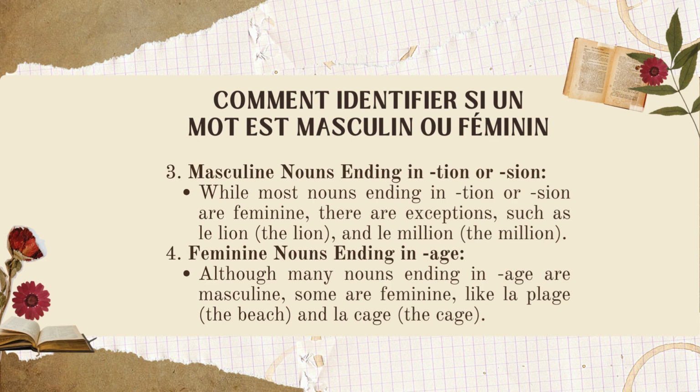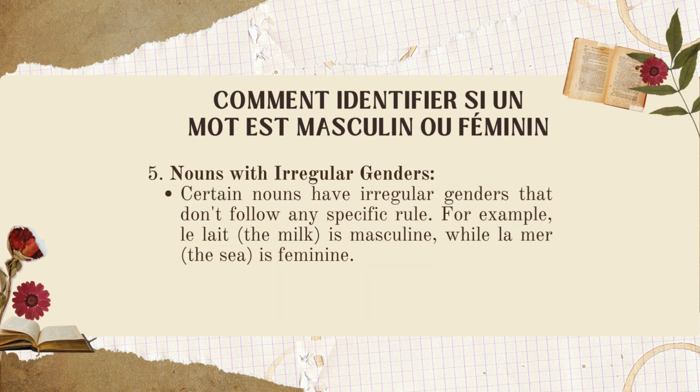Then the fourth exception, feminine nouns ending in age. As I have already mentioned, masculine nouns end with age. Although many nouns ending in age are masculine, some are feminine, like la plage, which is the beach. It is feminine, and la cage. It's the cage. Now let us move to the fifth exception.